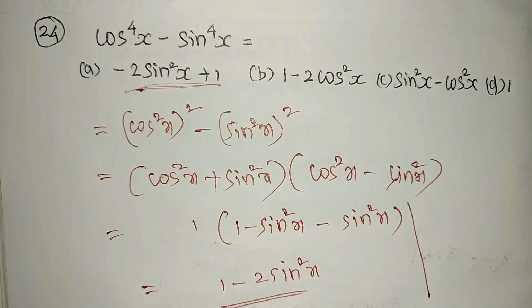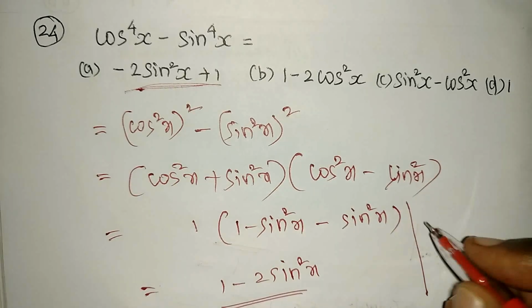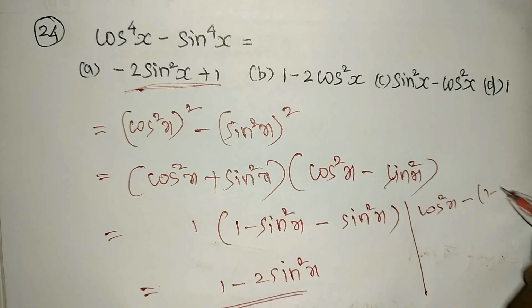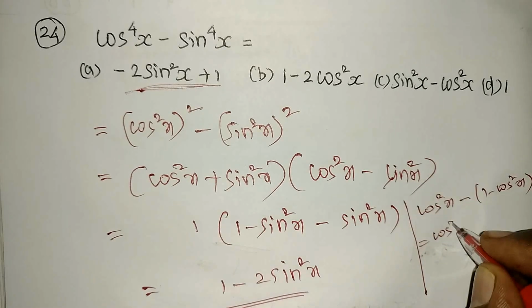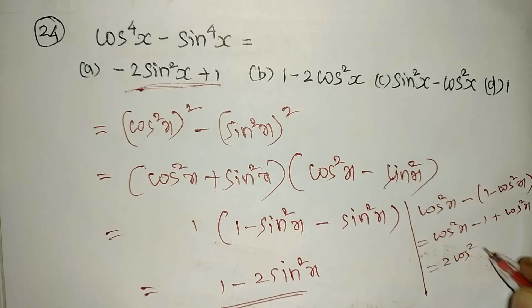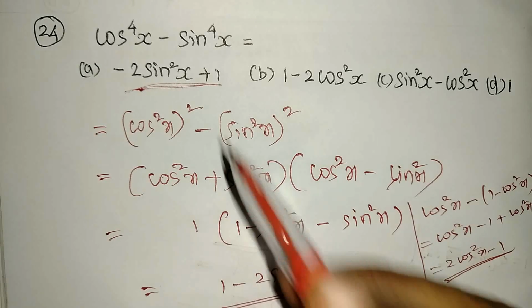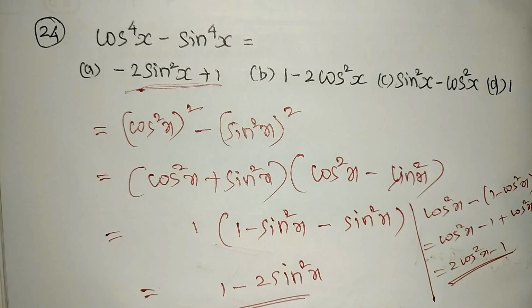This is option A. Then they have changed this cos. If you need it, you can check by keeping cos square x and changing sin square to 1 minus cos square. They will not give more than one answer. So cos square x minus 1 plus cos square x, so we are getting 2 cos square x minus 1. See, this is not available. So this is the correct option A. Okay, so we will go for the next, 25.